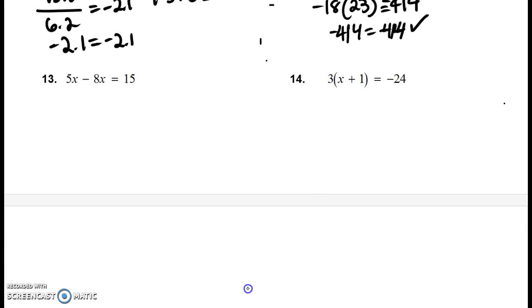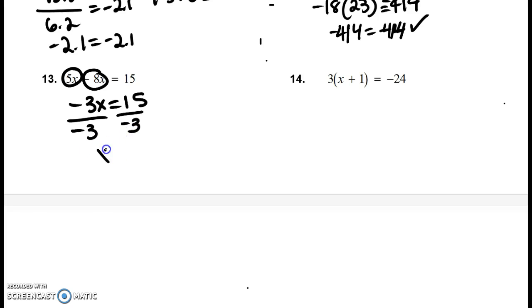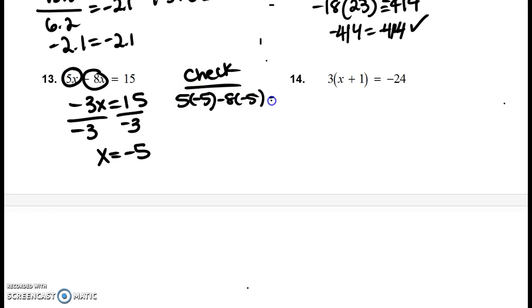13, you need to combine your terms here first. So 5x minus 8x is negative 3x equals 15. And from here it should be pretty easy. Divide both sides by 3. X is equal to negative 5. If you check this, 5 times negative 5 minus 8 times negative 5 equals 15. So that's negative 25, negative 8 times negative 5 is positive 40. Negative 25 plus 40 is 15, so 15 equals 15.